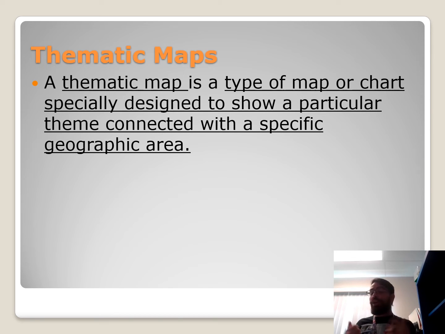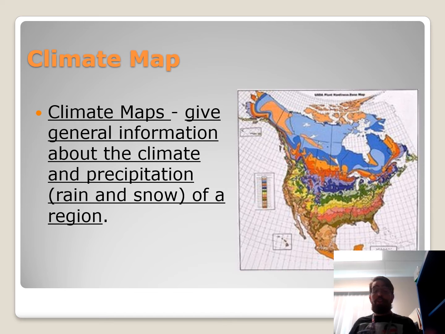From there, we are also looking at thematic or special usage maps. These are maps or charts that are specially designed to show a particular theme or a specific item. Take, for example, a road map. That is a thematic map or a special usage map for roads. Very simple. So the ones we're going to be looking at are climate maps, which give general information about the long-term climate in a region, including precipitation.